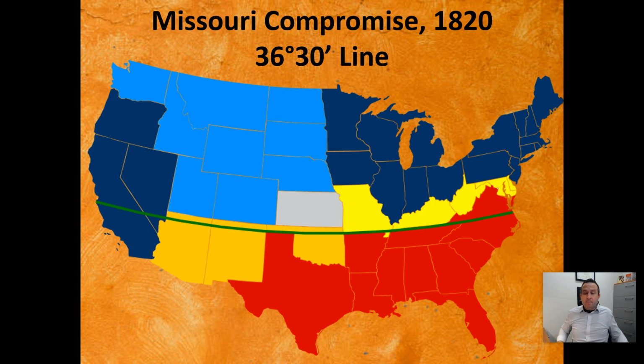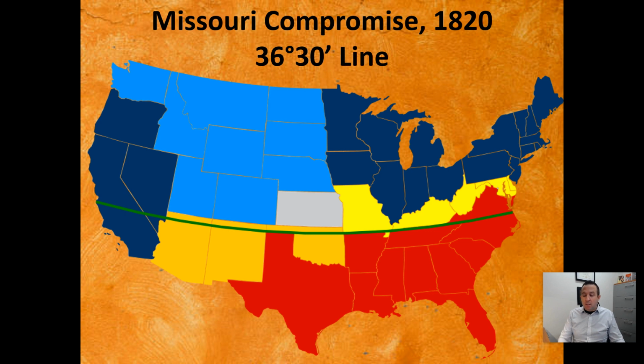Now, theoretically, what was supposed to happen based on the Missouri Compromise of 1820 was anything below the 36°30′ line, the green line on your screen, was supposed to be a slave territory. Anything north of that would be free, which theoretically opens a bunch of that new territory up to slavery.